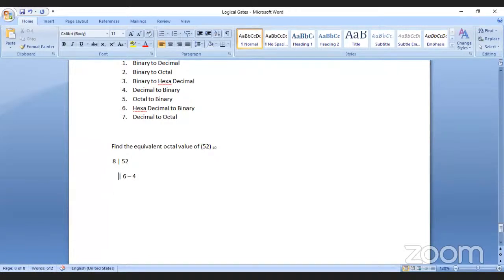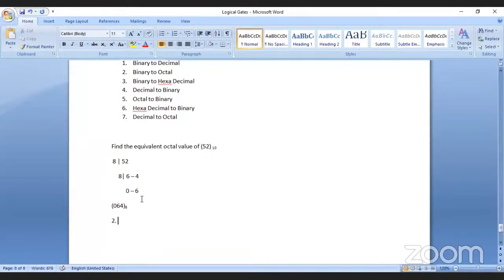Here I write 8. So what is the answer? 8 zeros are 0. Next, what will be the remainder? 6. So what is the answer of that? 0 6 4, base 8. So this is the way to find the octal value for a given decimal number. I'm taking one more example.